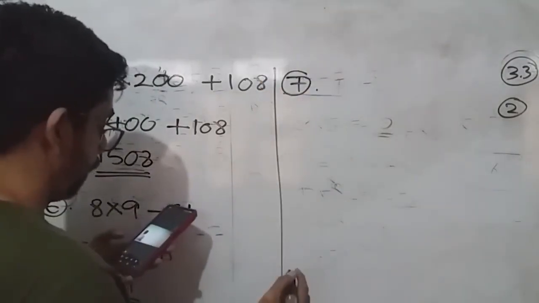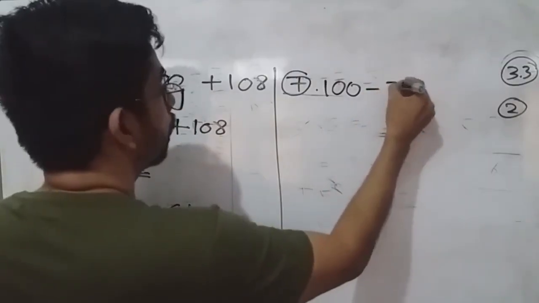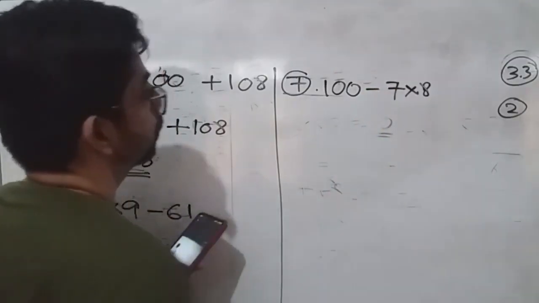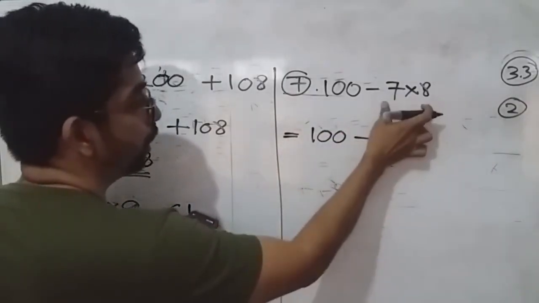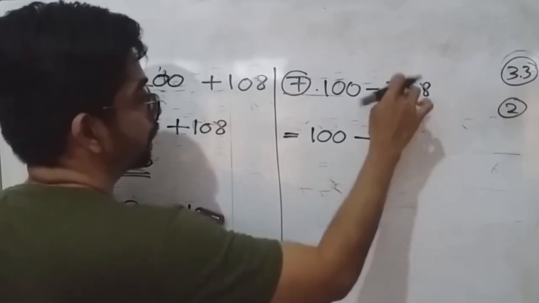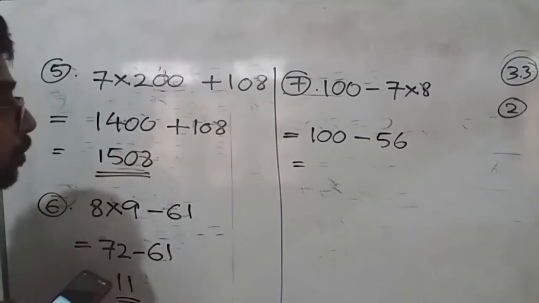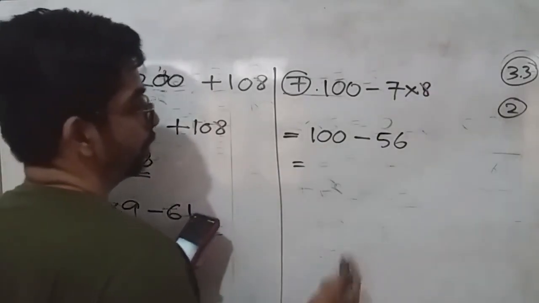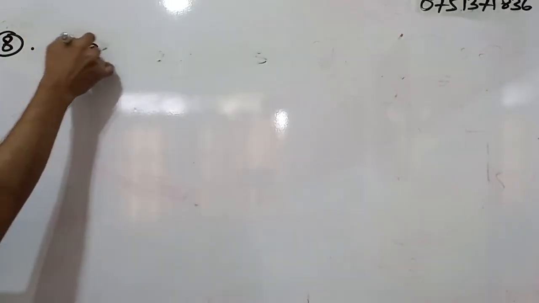Part 7. 100 minus 7 times 8, right? 100 minus, we have to do the multiplication part first. 7 times 8, that is 56. So what do we get, right? 100 minus 56, what is the answer? 44. Right, part 8.